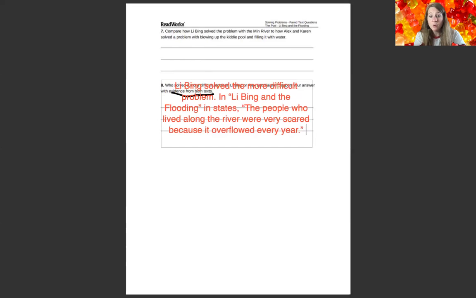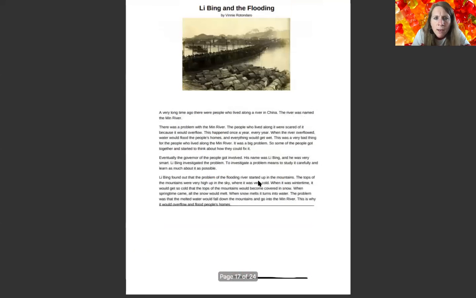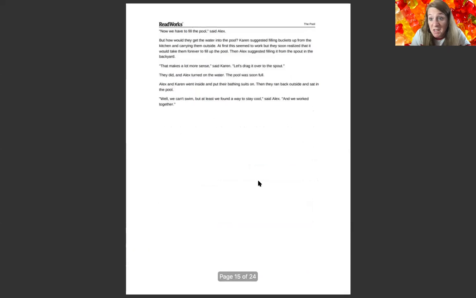Okay. Then we're going to go ahead and we have to also show evidence from our other story, the pool. So let's go ahead and start it in the pool. In the pool, it states, now we have to go look for a quote. Okay, so in the pool, it states something that's showing evidence that their problem is not as big as the flooding problem.